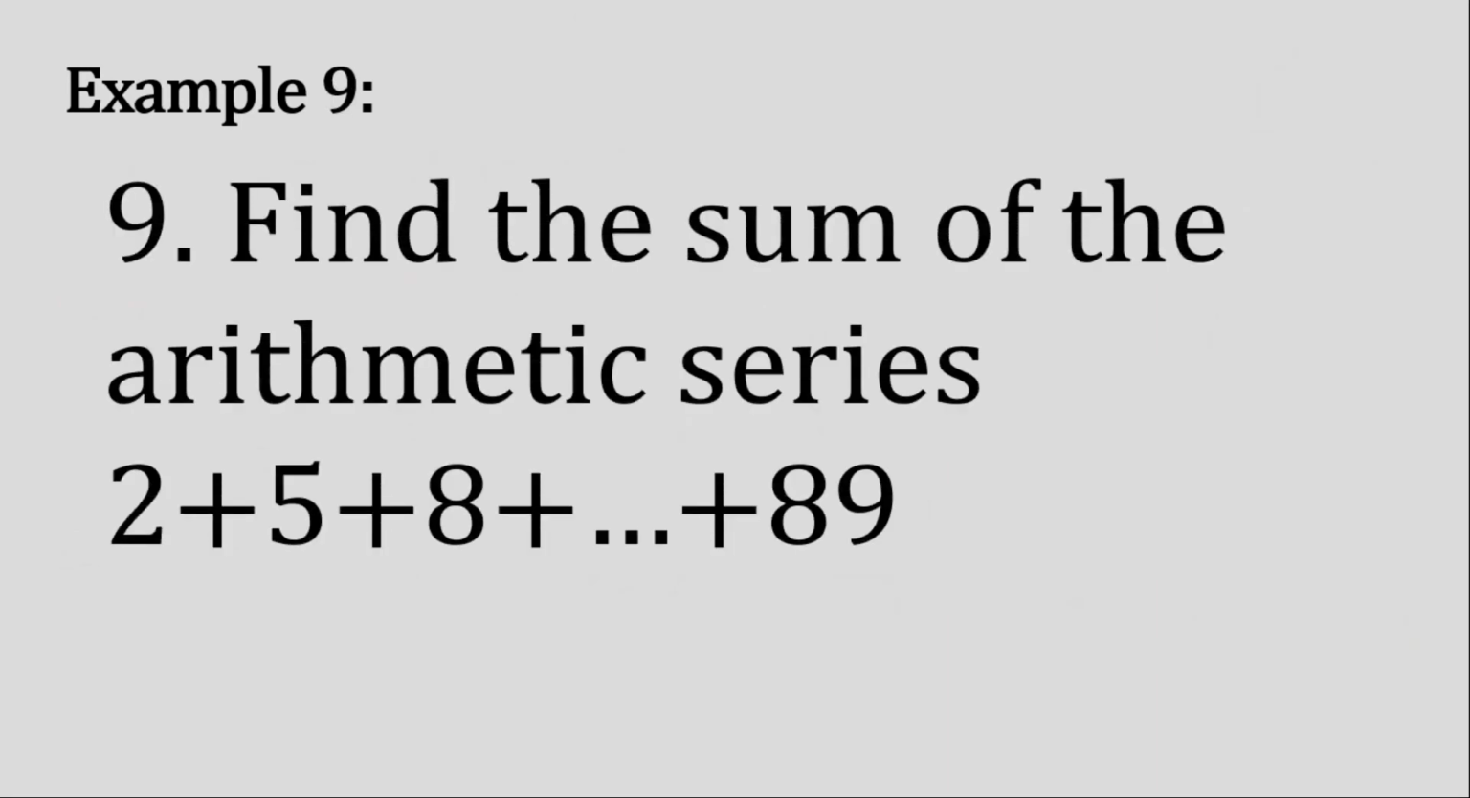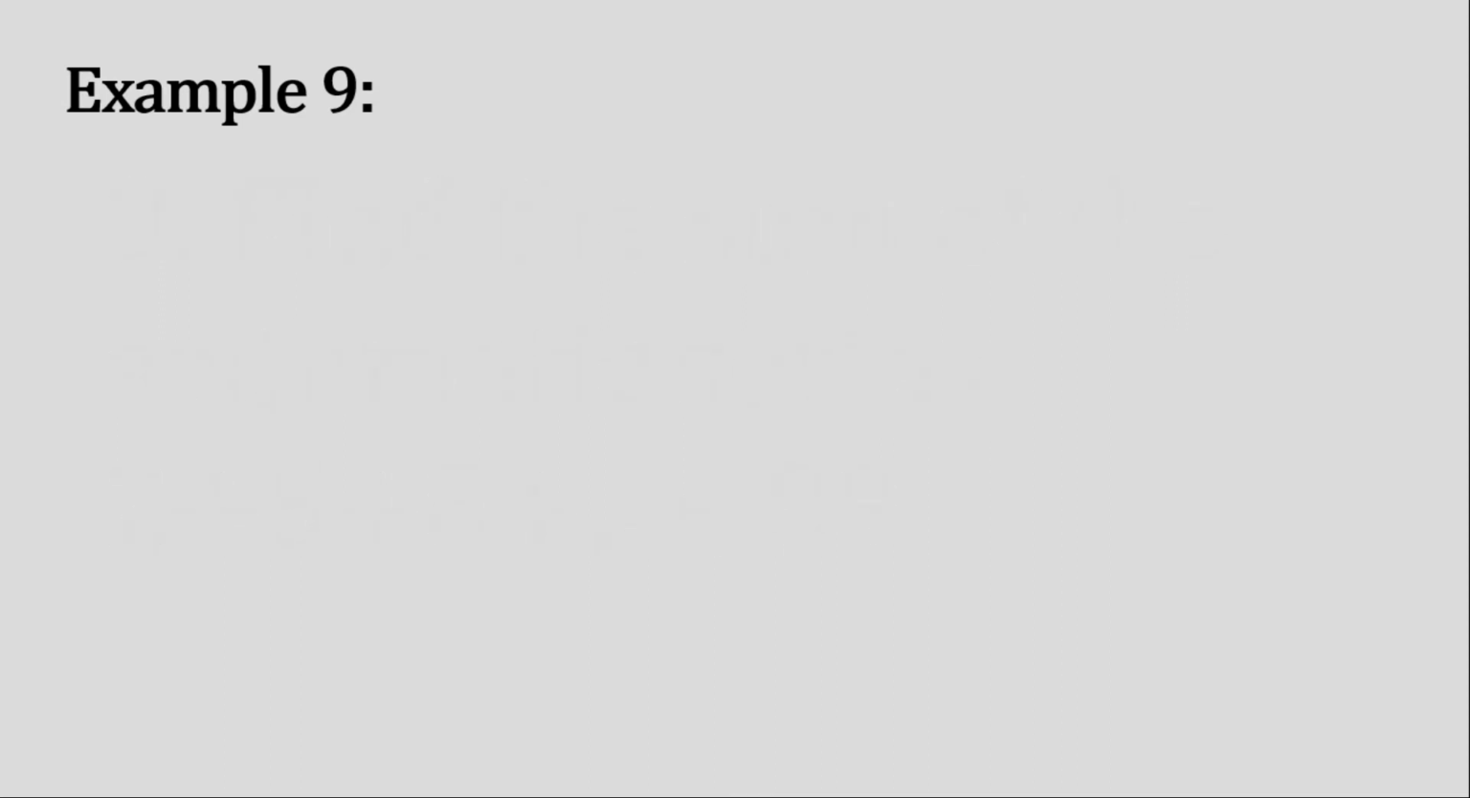Example number 9. Find the sum of the arithmetic series 2 plus 5 plus 8 plus so on up to 89. In this case, we don't know the number of terms of the sequence. You could just add all of them and try to do it manually, but it would take you ages.